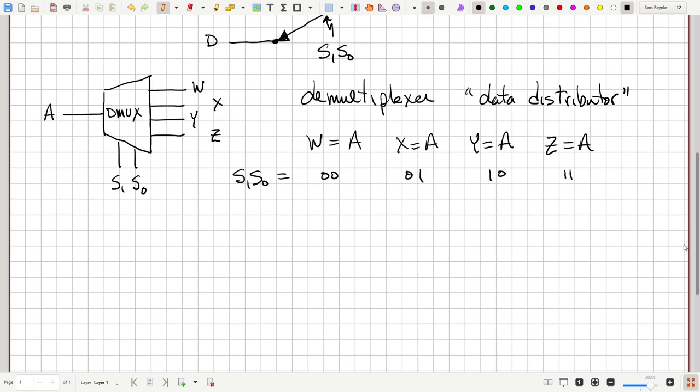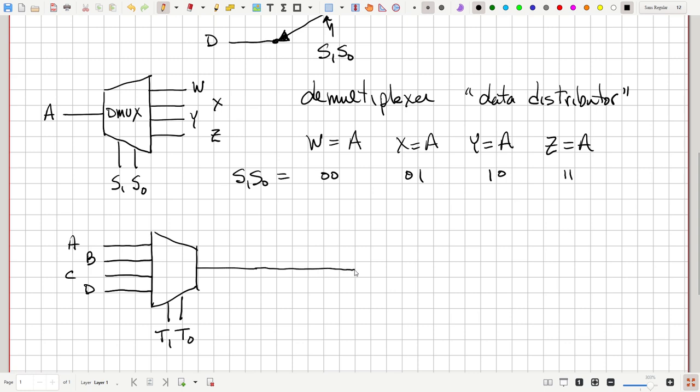An interesting application of both a multiplexer and demultiplexer would look something like this. Suppose we have four signals here, A, B, C, and D. And we can have these different select signals, and we're going to call these T1 and T0 instead of S1 and S0. And those will then go to some output. And that output we can then take maybe a long, long way away and make that the input of a demultiplexer now. Here's a mux, and here's a demux.